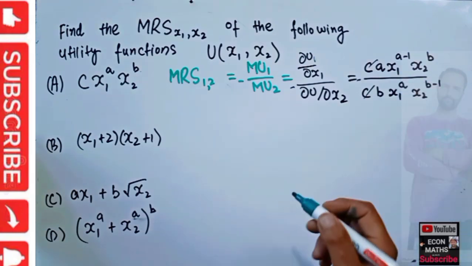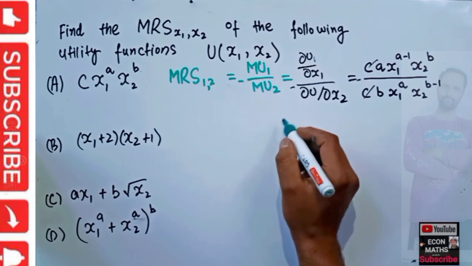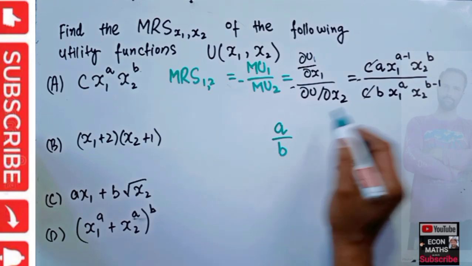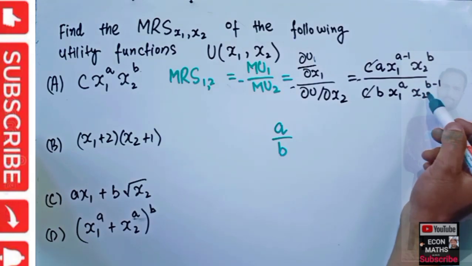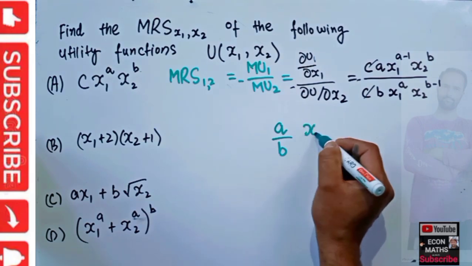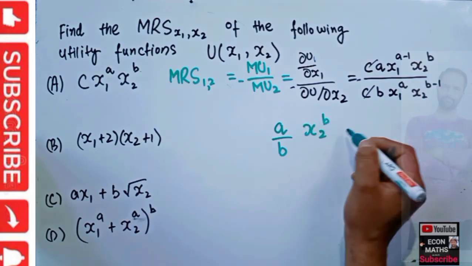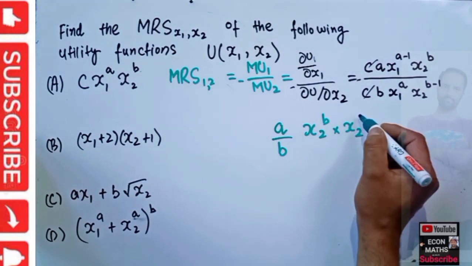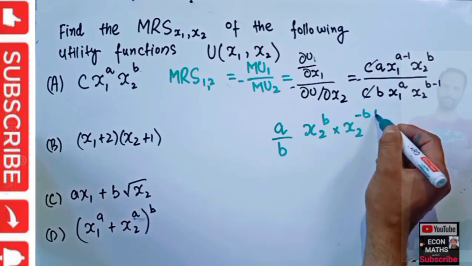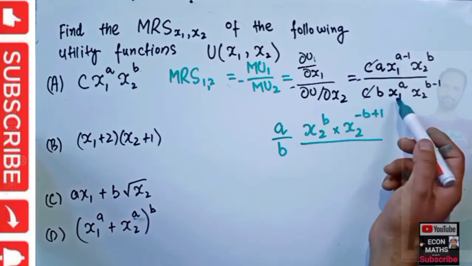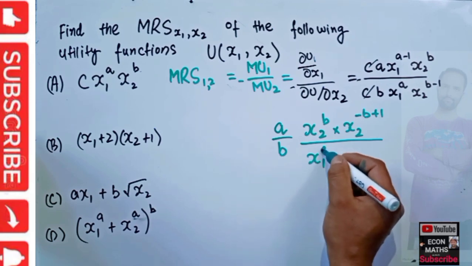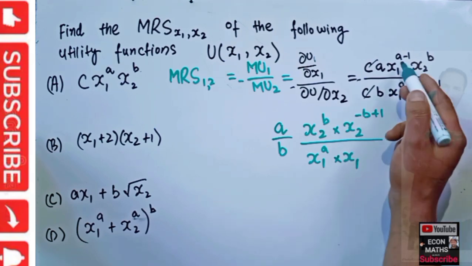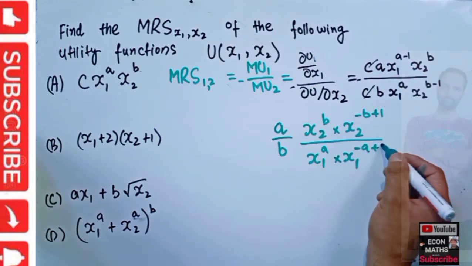If I solve this function here, what will we get? We have a divided by b. If I transpose this x2 raised to the power b minus 1 to the numerator, what will happen? First we have x2 raised to the power b times x2. If I transpose, the exponent sign changes, so plus b will become minus b, minus 1 will become plus 1. And symmetrically we have x1 raised to the power a here. If I transpose this term, the exponent sign will change, so we have x1 to the power a minus 1, which will become minus a plus 1 here.